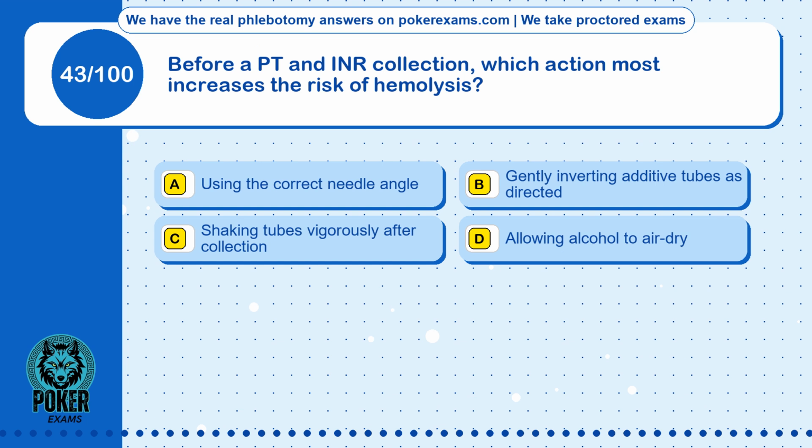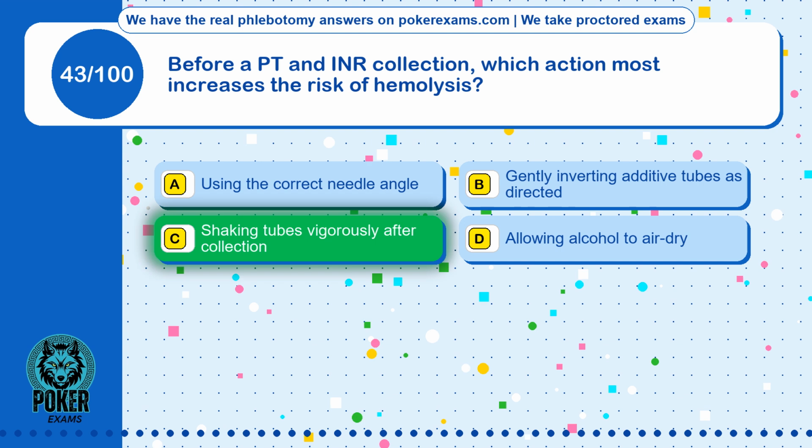Question 43. Before a patient collection, which action most increases the risk of hemolysis? Option A. Using the correct needle angle. Option B. Gently inverting additive tubes as directed. Option C. Shaking tubes vigorously after collection. Option D. Allowing alcohol to air dry.